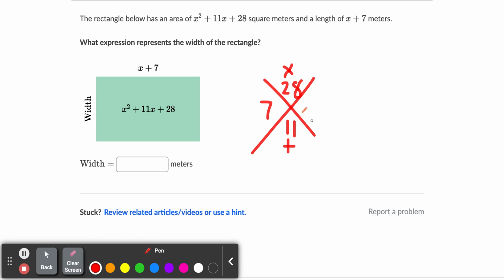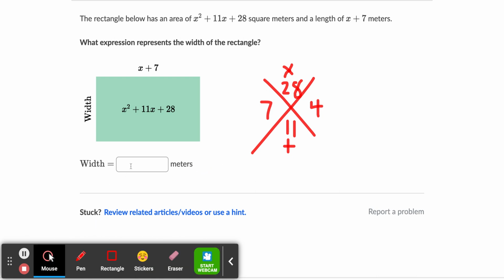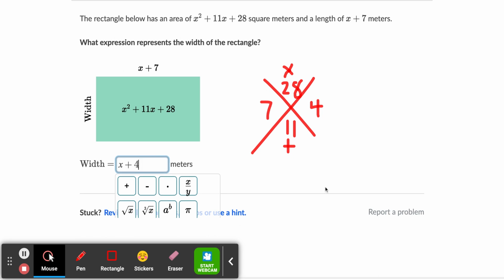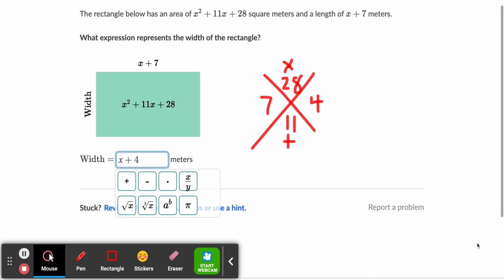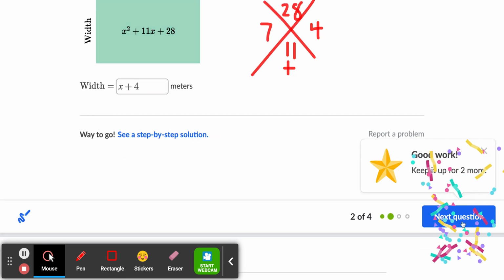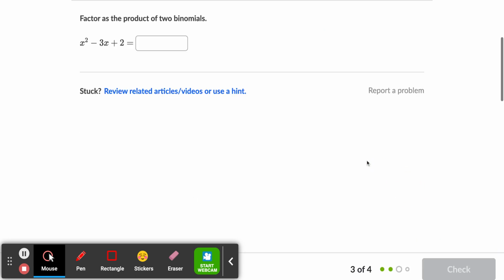So 7 times 4 obviously equals 28. And then we can double check it. 7 plus 4 is also equal to 11. So we found our magic combo. That means this width has to be the other factor here, represented in the shorthand version of x plus 4. We're trying to figure out what binomial connects to there. So this is going to be x plus 4. Again, pause, slow down if you need to. That's what this video is for. Let's do one more here.